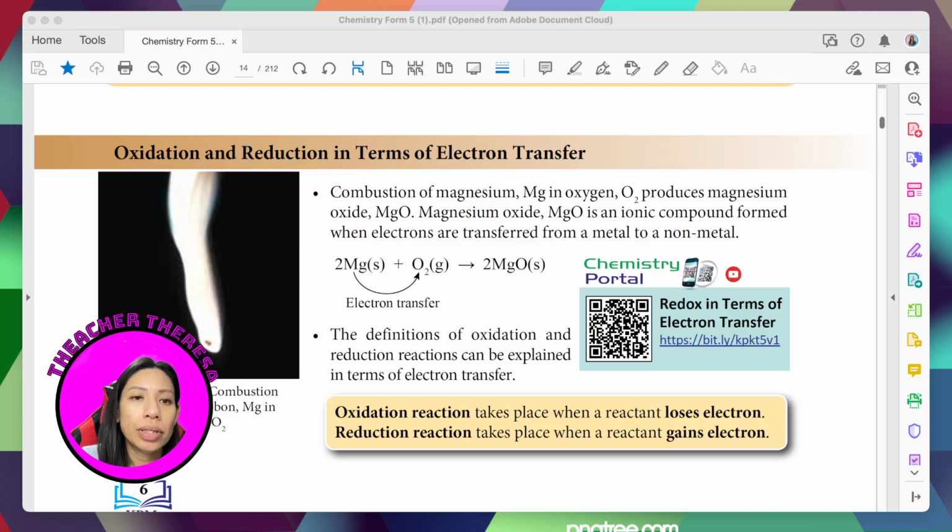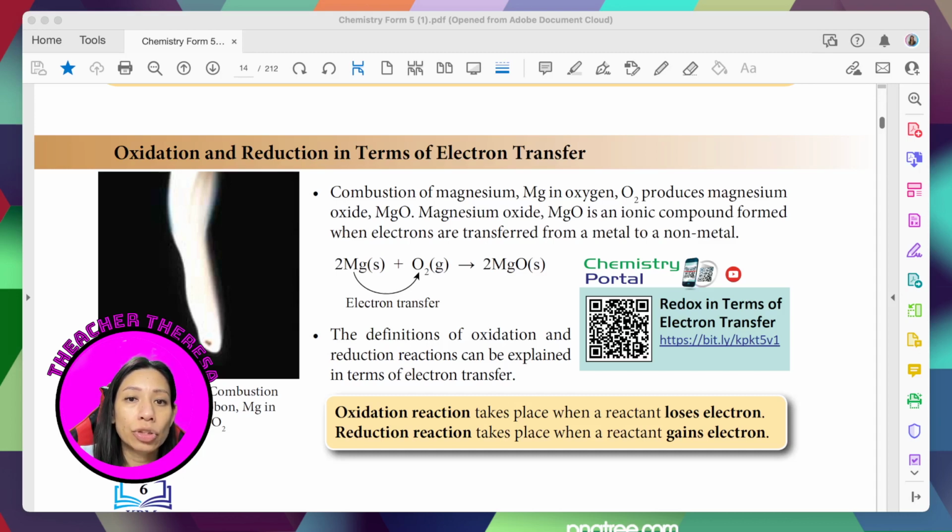Oxidation and reduction in terms of electron transfer is actually, in chemistry, to prove there is a redox reaction when there's electron transfer. Now there are four definitions of redox. One of them is loss and gain of electrons. So within a chemical equation, losing and gaining electrons cannot be seen directly.